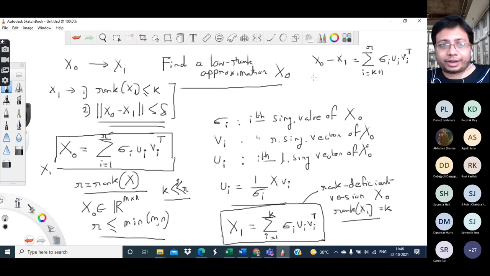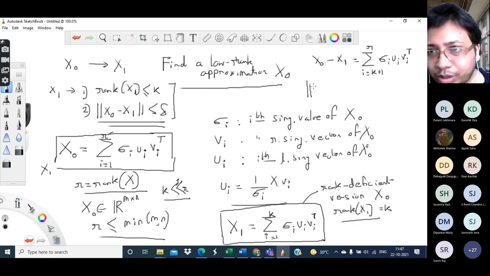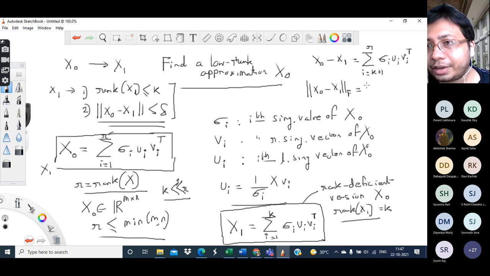Now I am interested in putting a bound on the Frobenius norm of this difference. That is to say, I want this to be delta. So what is this thing? The Frobenius norm of x naught minus x1 is going to be nothing but the Frobenius norm of this matrix.